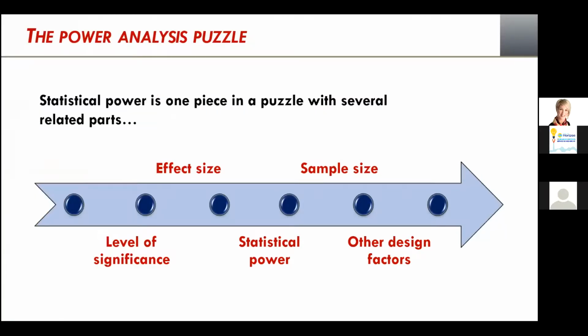So, the power analysis puzzle. Statistical power is one piece in a puzzle with several related parts. In general, there are four main factors that go into doing a power calculation. Four main interrelated parts: the effect size, the sample size, the level of significance, and statistical power. And then there is the long forgotten other factor, which is other design aspects.